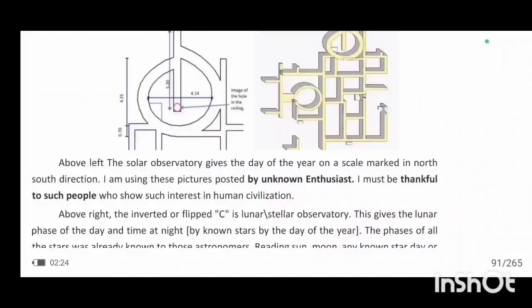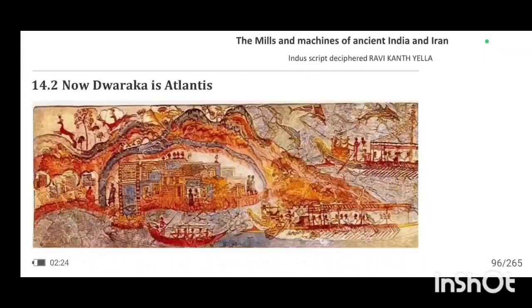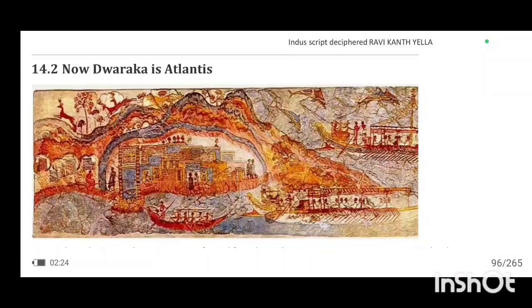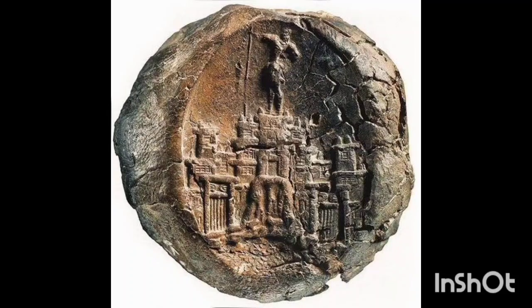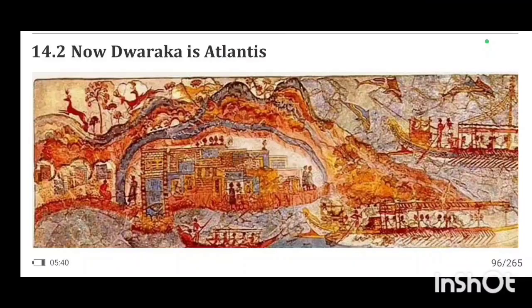Upper city, lower city. Tikshana yantra, by which day of the year and time of the day can be calculated. This is a wall painting from Santorini island of Greece depicting Dwaraka in 1650 BC. This is a seal from Crete island of Greece depicting Dwaraka. Plato's Atlantis is Dwaraka.